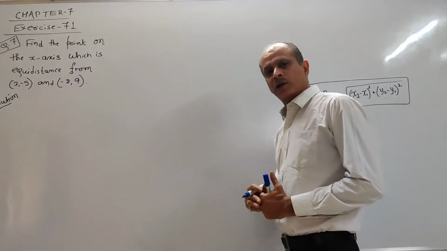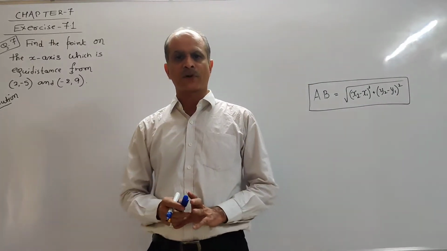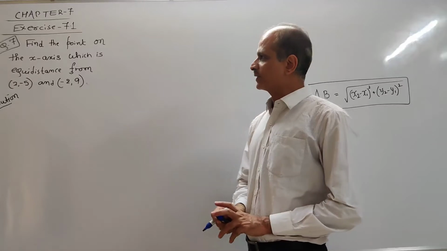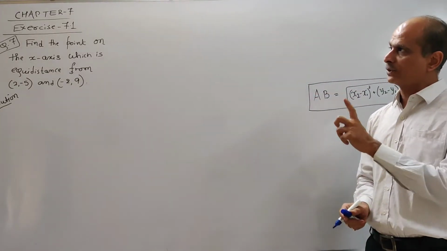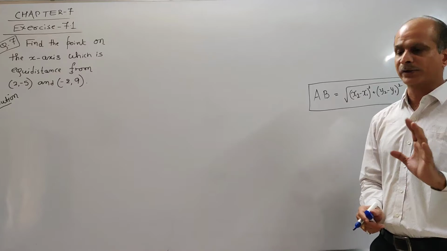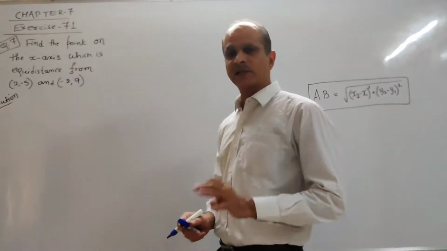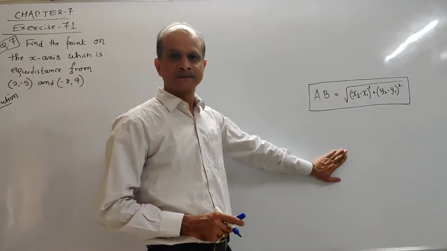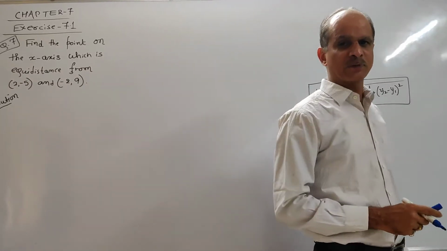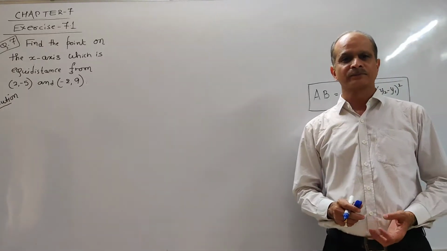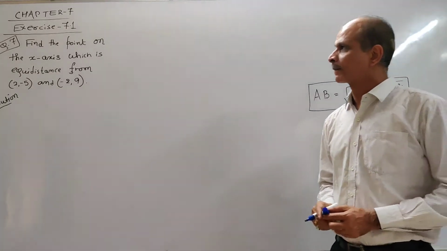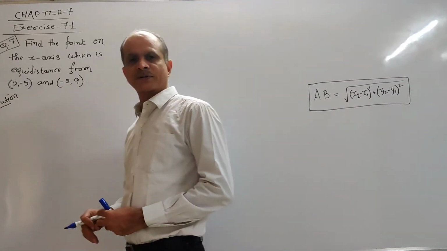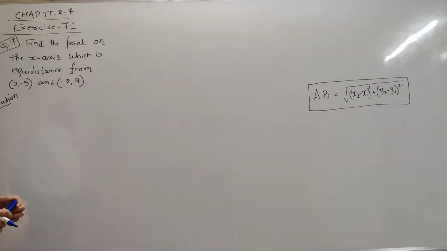So we have already solved the first 3 examples of your textbook as well as the first 6 examples of exercise 7.1. There are only 3 concepts in this chapter: the first is the distance formula, the second is the section formula, and the third is the midpoint formula. On the basis of the first concept, the distance formula, let me start the last example of this exercise 7.1, example number 7.